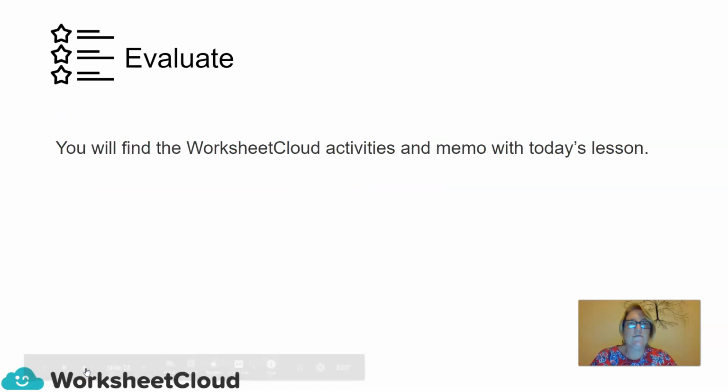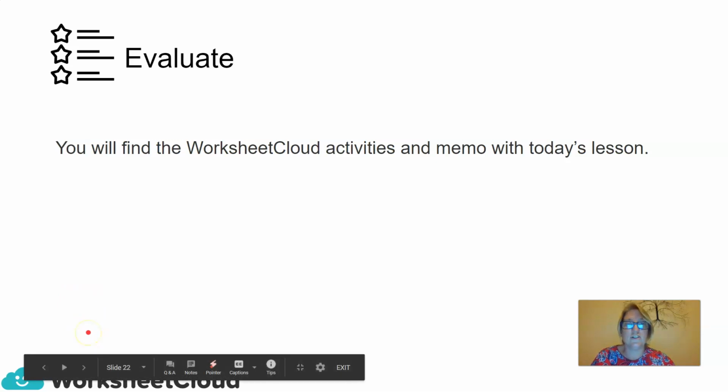And then in order to evaluate how the lesson went, you will find the worksheets under our WorksheetCloud activities that are posted with the lesson. The memo should also be there, so you'll be able to go through and have a look at the guidelines. I think what's also a really good idea is when you do get back to school, make some time with your teacher so that they can help you go through the scientific method and that you have a good understanding of how to write up a scientific report. It really is a valuable skill to learn.